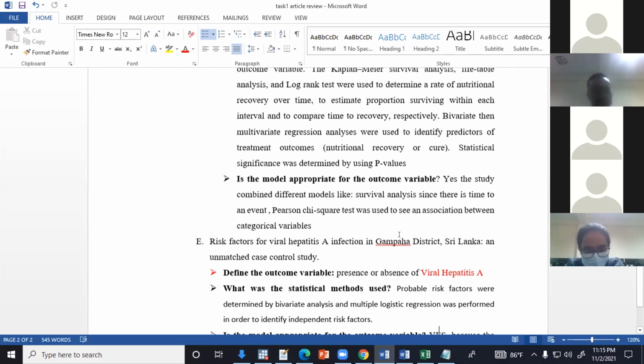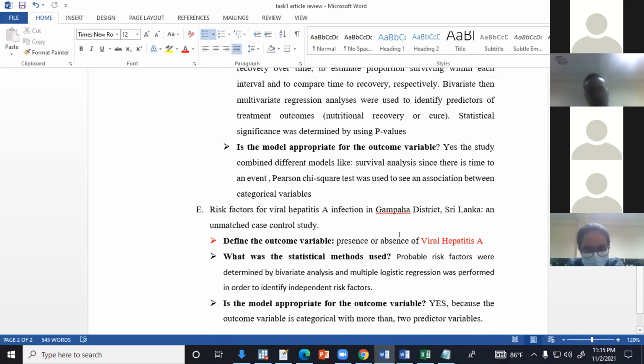So the fifth and last one is risk factors for viral hepatitis A infection in Gampaha district, Sri Lanka, an unmatched case control study. The outcome variable was the presence of viral hepatitis A. Probable risk factors were determined by bivariate analysis, and multiple logistic regression was performed to identify independent risk factors. The model was appropriate because the outcome variable is categorical with more than two predictor variables. That's why it is appropriate.